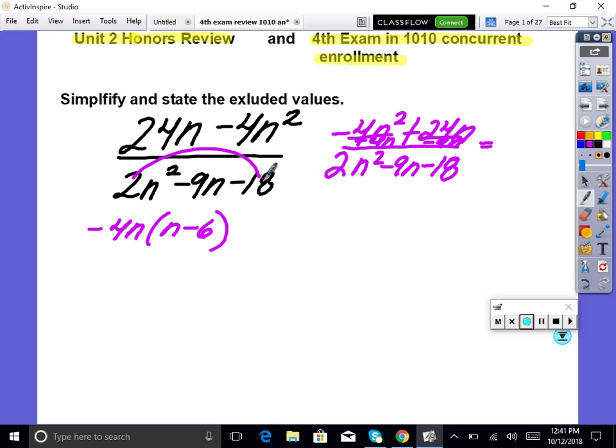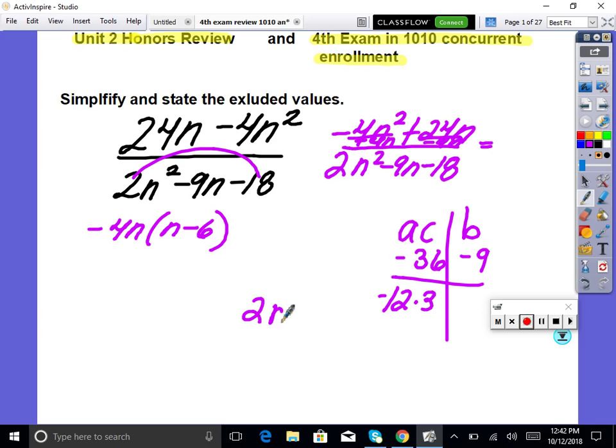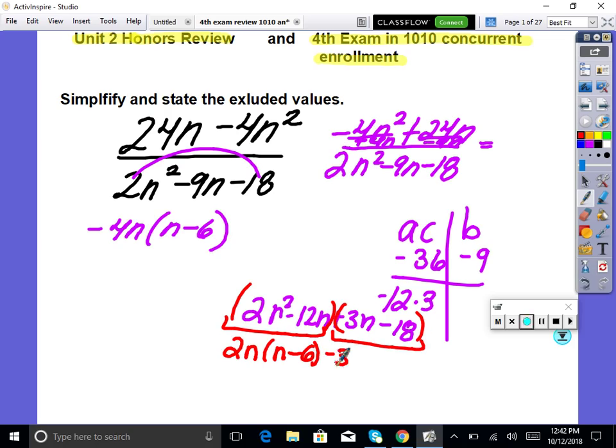Now over here we're going to have long factoring. What multiplies to be a times c and adds up to be b, because it's a quadratic, right? So it multiplies to be negative 36 and adds up to be negative 9. That would be 12 times 3, negative 12. Long factoring, so we have our 2n squared minus 12n. I meant to write minus right there real quick. Plus 3n, and then minus 18, factoring by grouping. Okay, so on bottom I have my n minus 6 and my 2n minus 3.